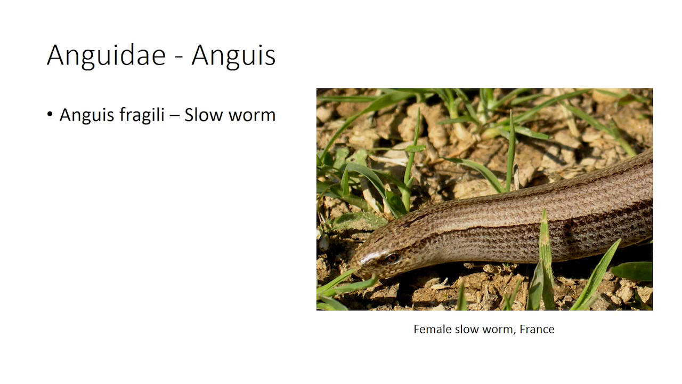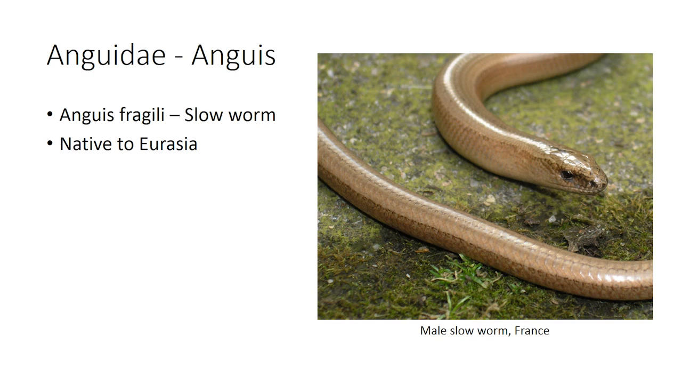So the first family we'll talk about, just real quick, is slow worms. A very brief overview of slow worms. You find them all throughout Europe and Western Asia. So from Russia down to the UK, you find them all over the place. This is a female slow worm that was found in France. Like I said before, they're native to Eurasia.